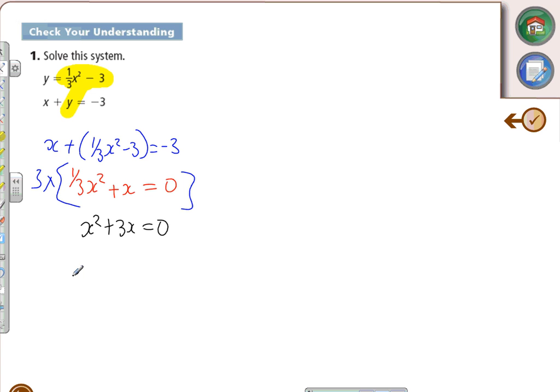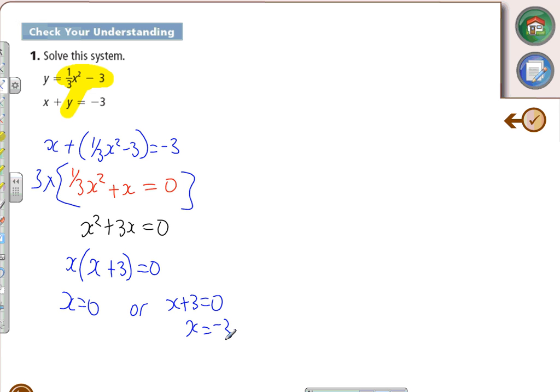Let's factor out an x here, a GCF. So we have x times x plus 3 equals 0. So now I've got two solutions. Either x is equal to 0 or x plus 3 equals 0, so x equals -3. Work with each one of those. If x equals 0, plug it back into either one of the two, either the quadratic or the linear, whichever one you want. I'm going to plug it back into the linear.